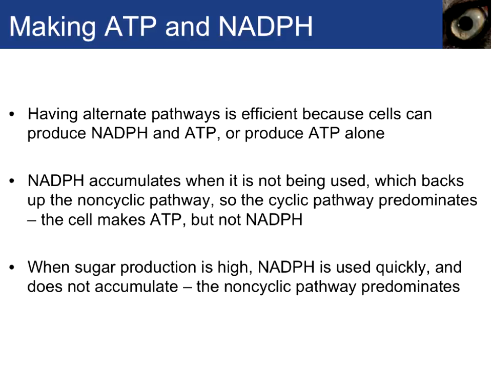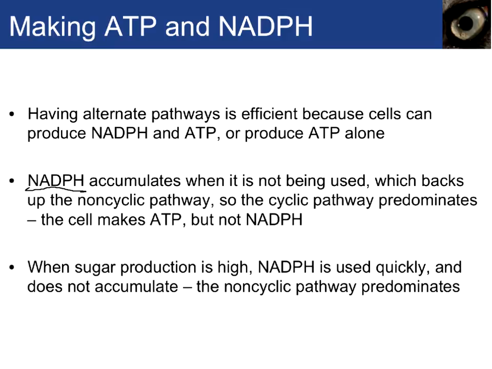So having alternate pathways in the same organism is more efficient because cells can produce NADPH and ATP or produce ATP alone. So NADPH accumulates when it's not being used, and this can back up the non-cyclic pathway because NADP+ is not regenerated. So the cyclic pathway predominates in this situation. So if you have a buildup of NADPH and you don't have enough NADP+ available, you're going to do the cyclic pathway because NADP+ isn't necessary for this pathway to go.